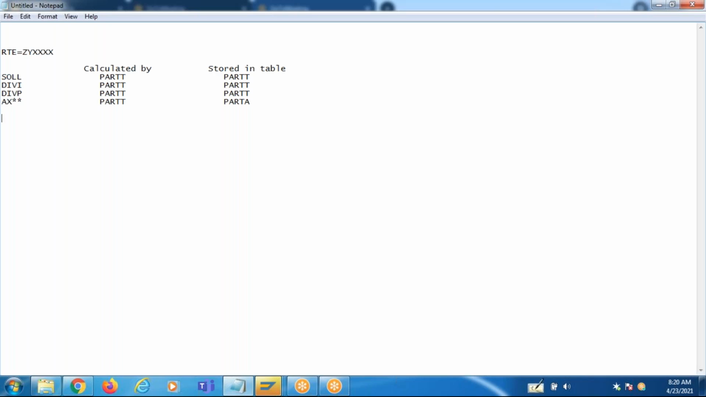Now we have AU star star and paid leaves AB star star. These are calculated by the function PAB, stored in a table PRT, also PRX. There is one more table, we will discuss that once we see it. These two tables, how to read these two tables, three tables, if you understand, that is enough.